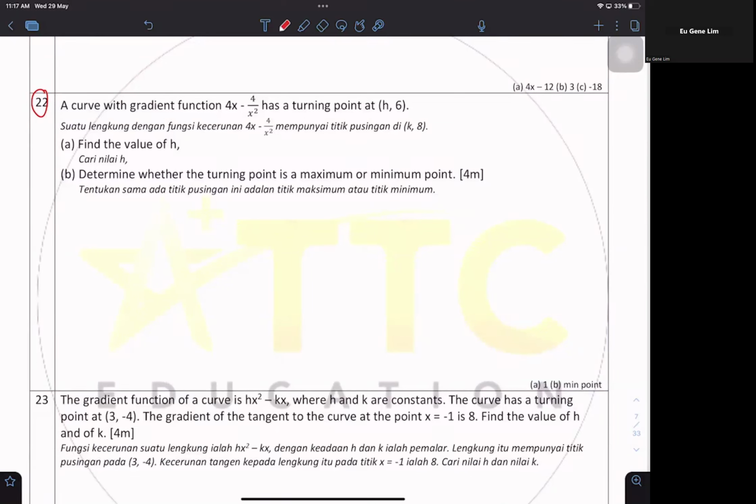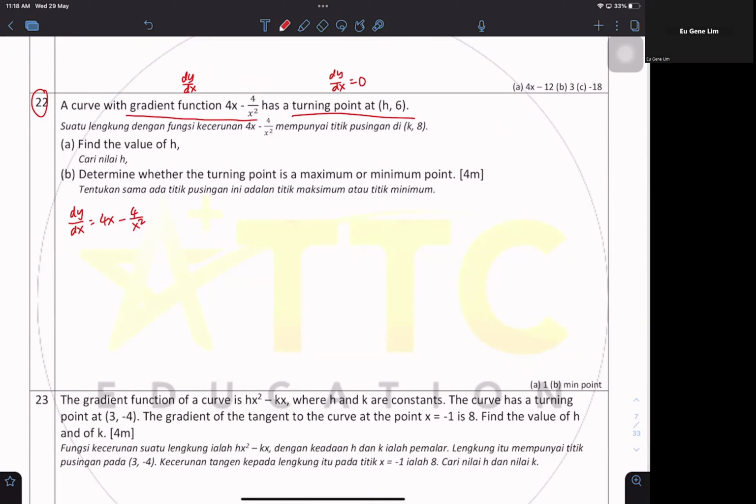Question 22. A curve with gradient function. For you, what is gradient function? Remember, gradient function is dy dx. So write down dy dx equals 4x minus 4 over x squared. Remember, gradient function is dy dx. Then what is turning point? Remember, turning point, dy dx equals 0. So all this you need to remember.